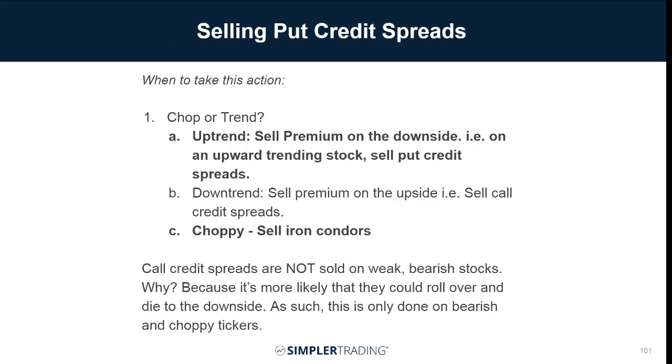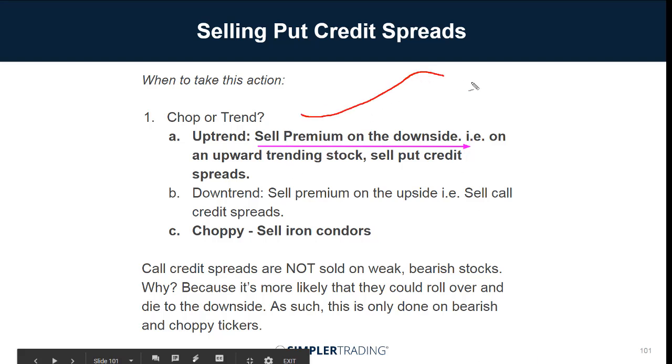Let's talk about selling put credit spreads. Now, why would you do this and when? Like I was saying on the previous slide, you want to focus on this type of strategy where you're selling premium to the downside on an upward trending stock. So as the stock trends higher, you sell premium. It's at a high, you wait till it pulls back, you sell premium. It's at a high, you wait till it pulls back, sell more premium.